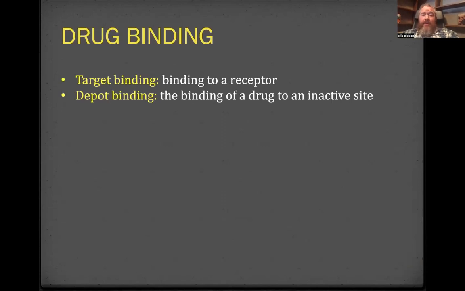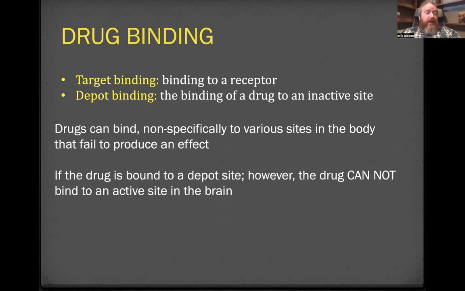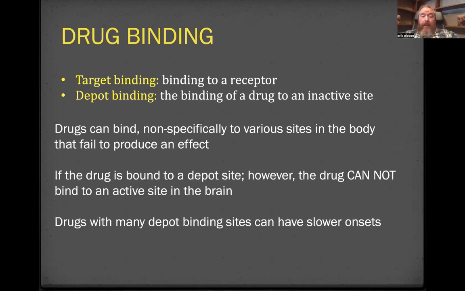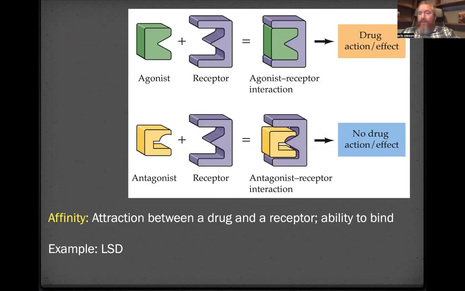Drug binding can occur in two forms, where you're actually binding to the receptor that is going to produce an effect, and you're binding to something that is just going to be a distraction for your molecule. Cannabinoids binding to fat is a great example here of a depot binding. And if the drug is bound to the fat, it isn't going to produce that effect immediately, but it can also have a slower offset that is going to produce a positive drug test for weeks to come.